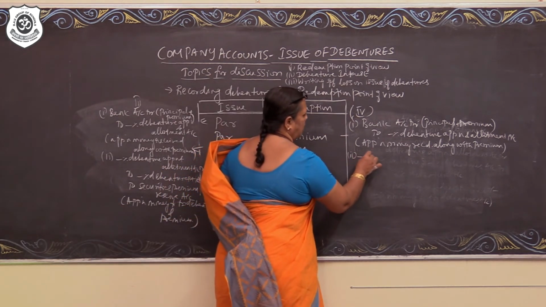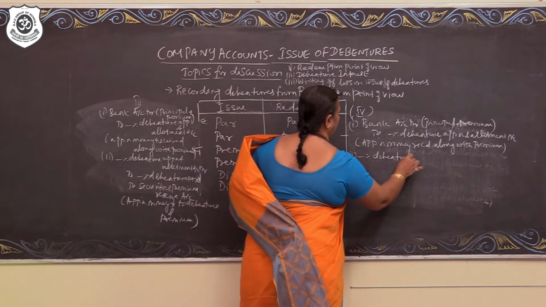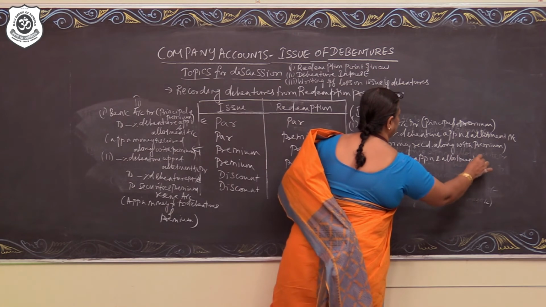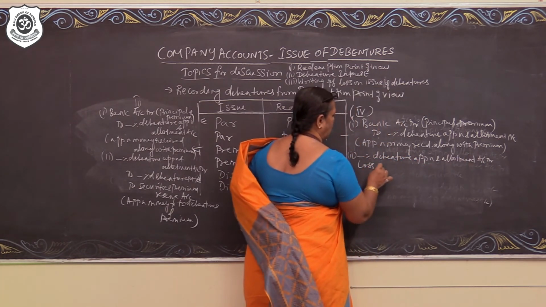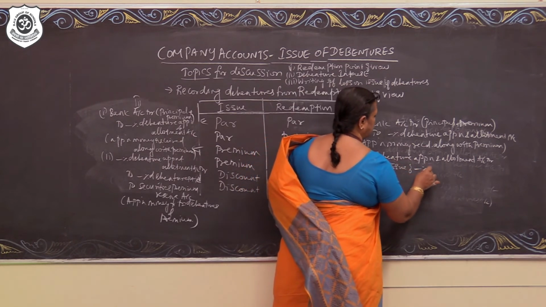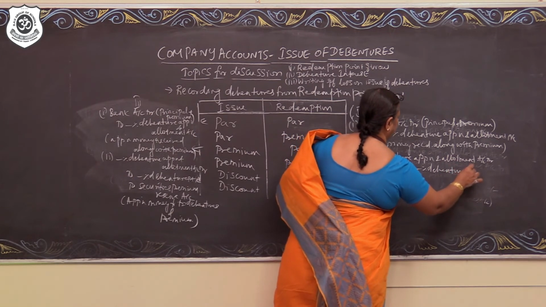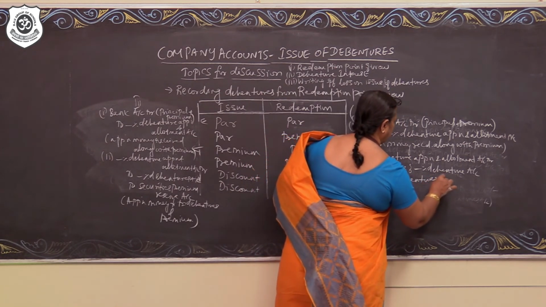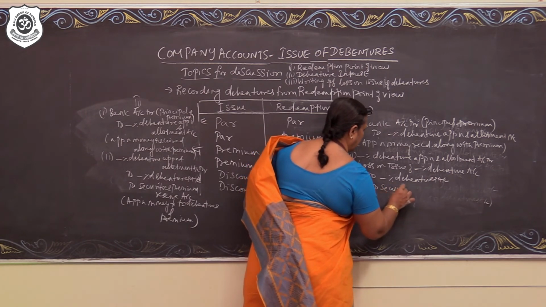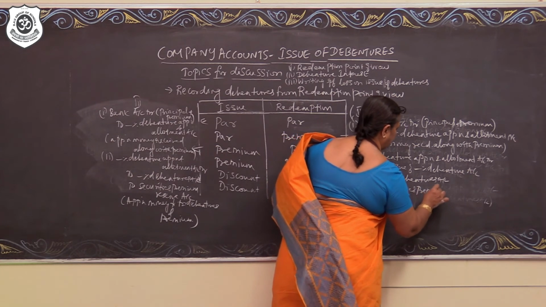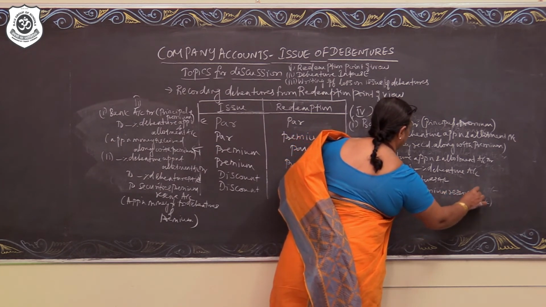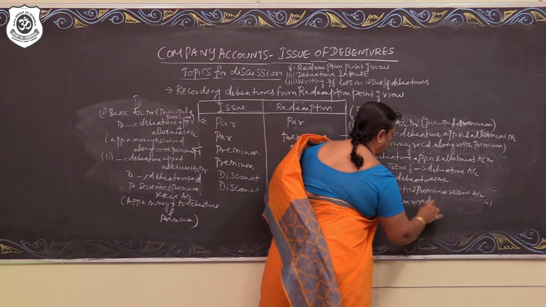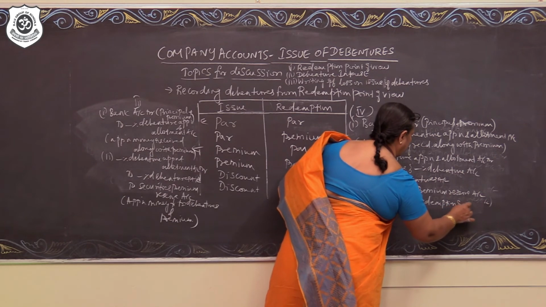So the second entry will be -% debenture application and allotment account debit, loss on issue of debentures account debit, to -% debentures account. 3 credits will come. -% debentures account, to securities premium account, to premium on redemption of debentures account.